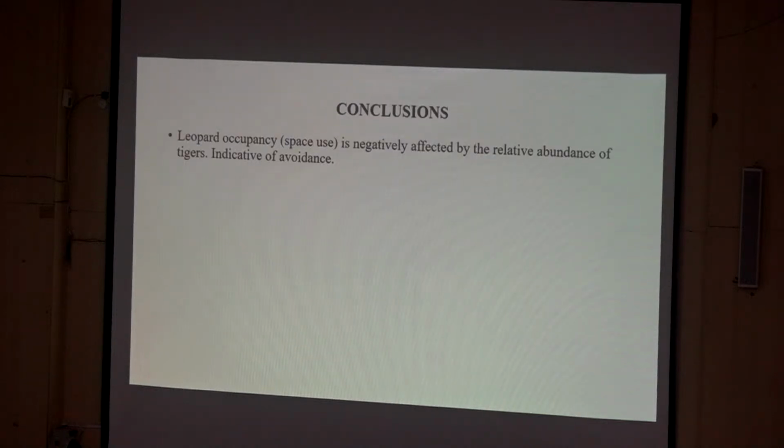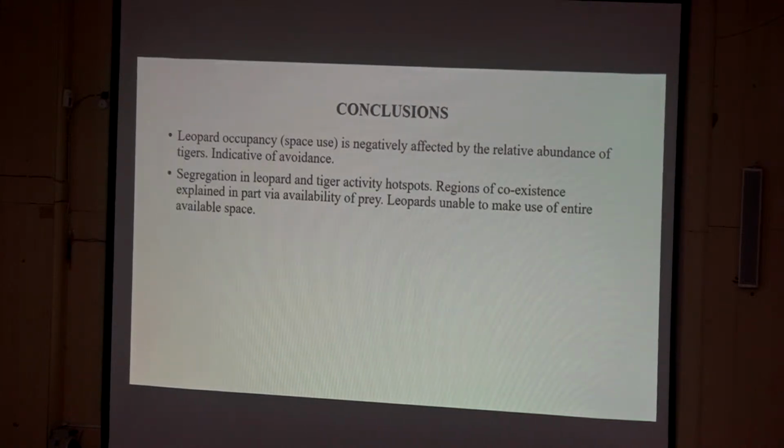Hence, the major conclusions from my study are: leopard occupancy or space use is negatively affected by the relative abundance of tigers and is indicative of avoidance. There is segregation in leopard and tiger activity hotspots, and the region of coexistence may be explained, in part at least, by the availability of prey.